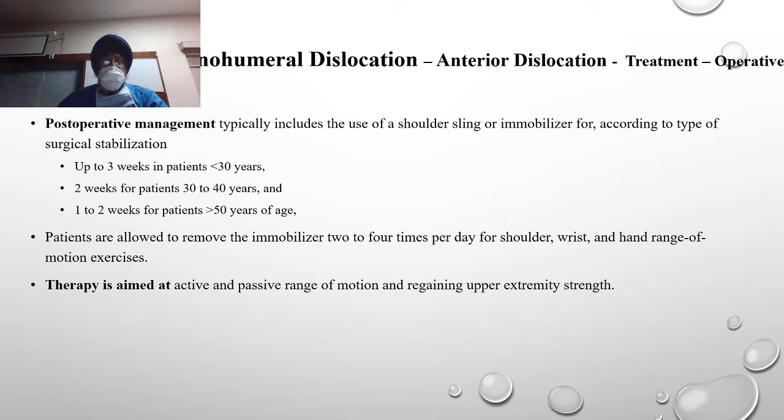Post-operative management typically includes the use of a shoulder sling or immobilizer according to the type of surgical stabilization. Up to 3 weeks in patients less than 30 years, 2 weeks for patients 30 to 40 years, and 1 to 2 weeks for patients more than 50 years of age. Patients are allowed to remove the immobilizer 2 to 4 times per day for shoulder, wrist, and hand range of motion exercises. Therapy is aimed at active and passive range of motion and regaining upper extremity strength.